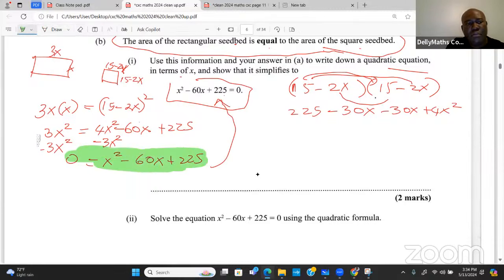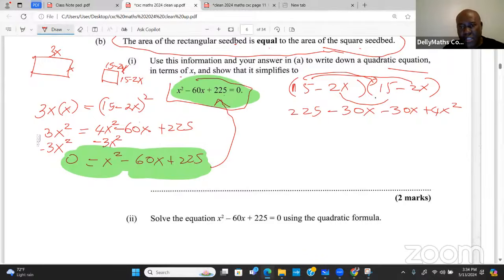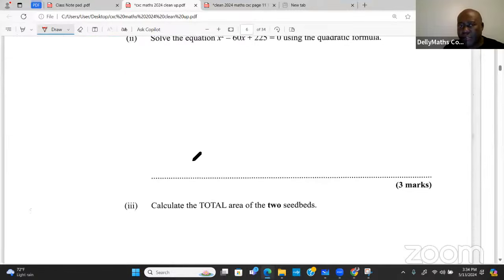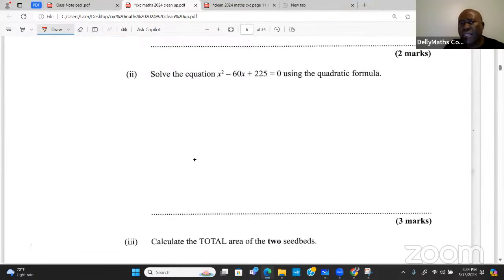So this is us representing, and we got that, right? That means everything that we have done so far in relation to this is actually accurate. Now they're asking us to solve this, right? So solving this, when I'm checking this out, it cannot be factorized. So what we're going to have to do is list what is a, b is negative 60, and c is 225.